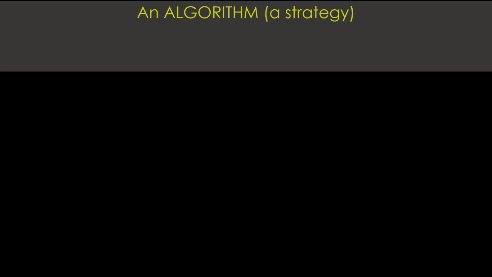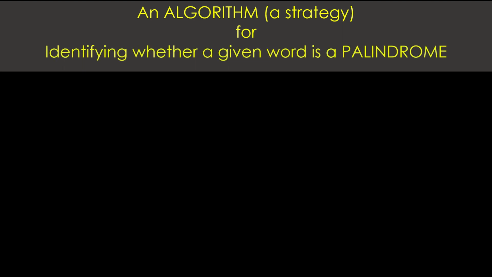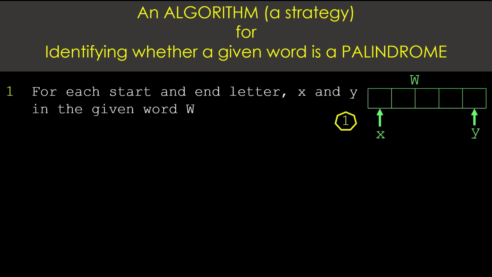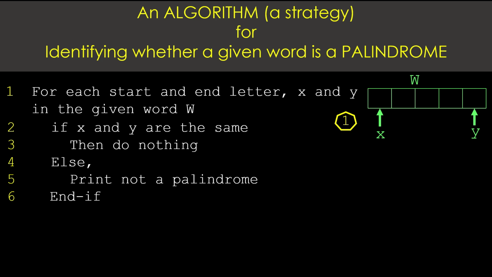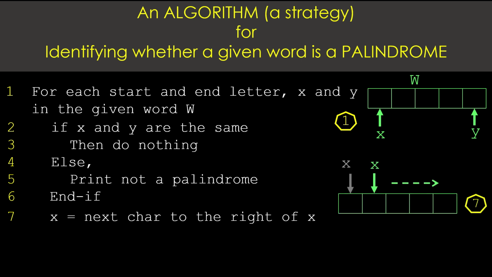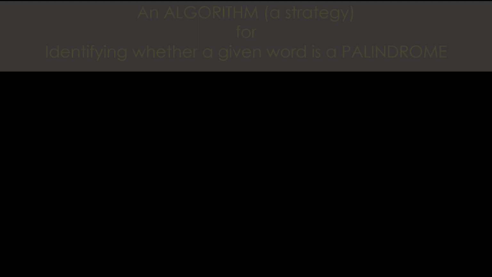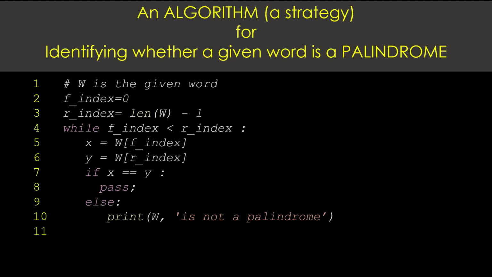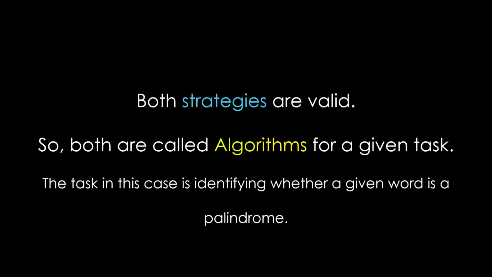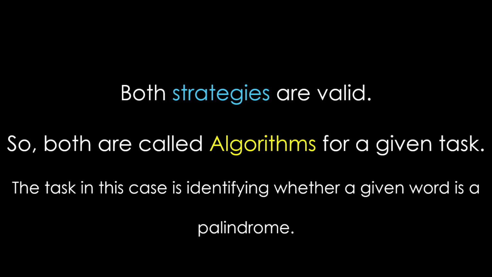Throughout this playlist, we have written many algorithms already. For example, we did an interesting example of strategy when we wrote the codes for identifying a palindrome. If you recollect, our first draft of the strategy was a simple textual instruction like this. And then we also wrote the Python code for this. Both of them are the strategy for the given task of identifying a palindrome. So, we can call both the strategies algorithms as well.